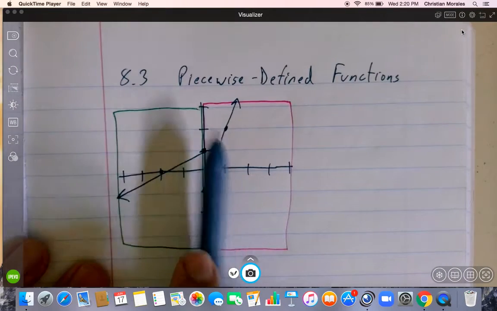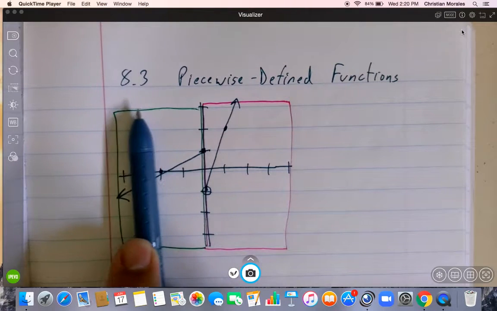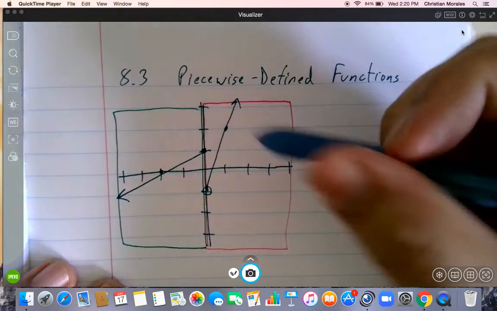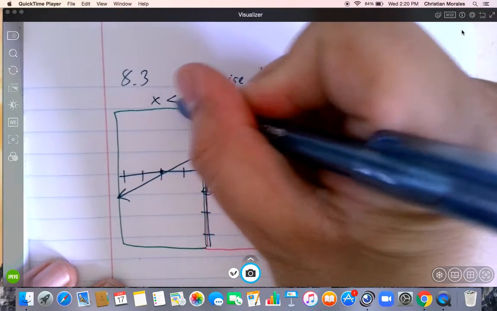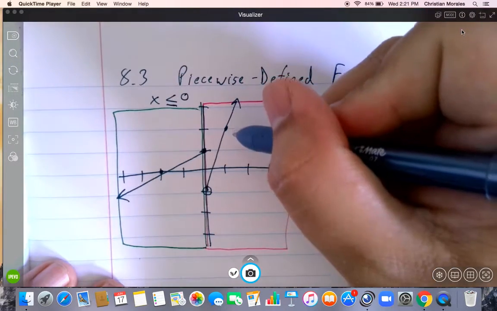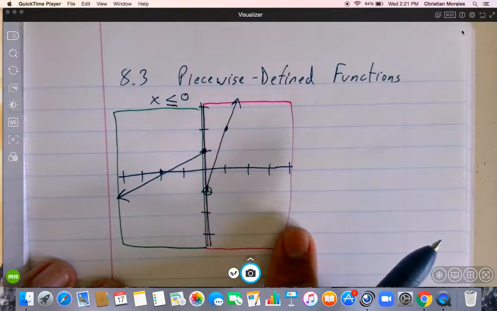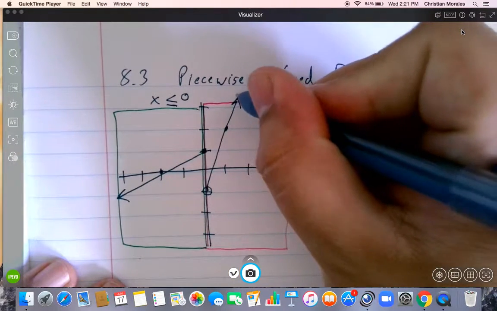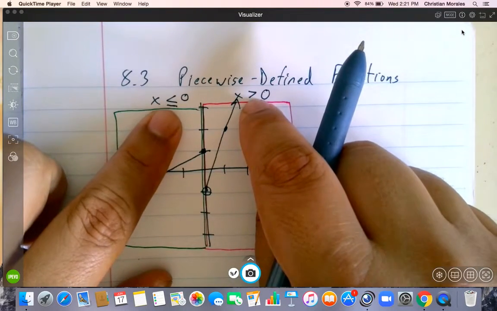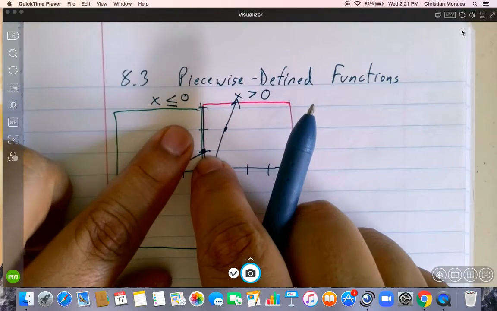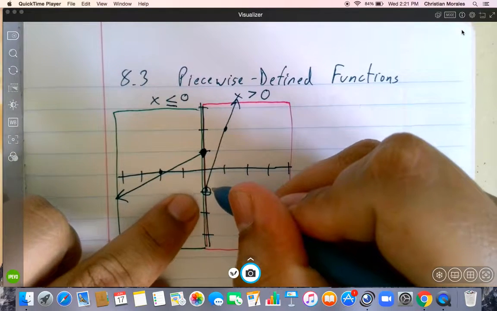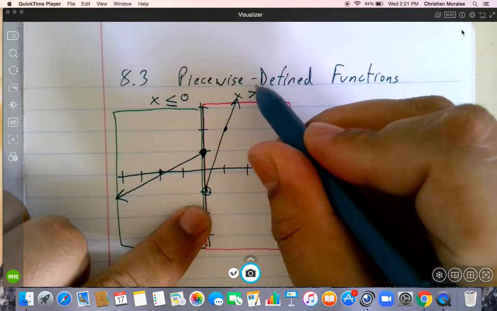So for example, right here, there's a piece that is at less than 0. So when you write your function for this side, it is when x is less than or equal to 0. But over here, it's when it's greater than 0. Now, if you notice, I put a little line here and I didn't put a line here. The reason for that is this one ended with a closed circle. When this one began, it had an open circle. So I left it open.